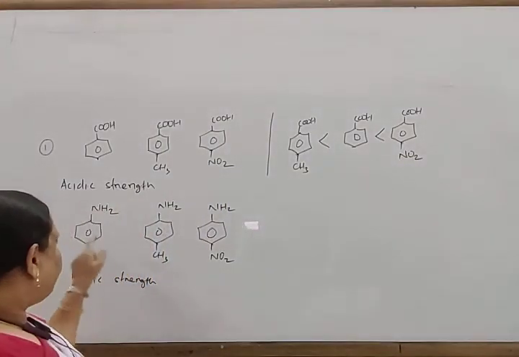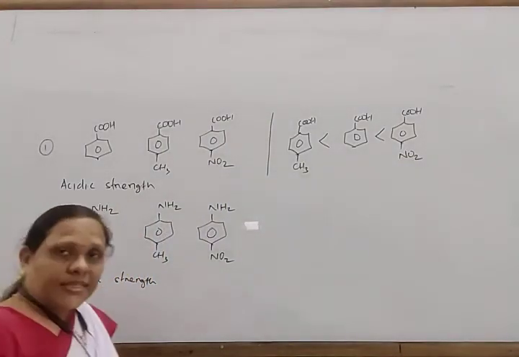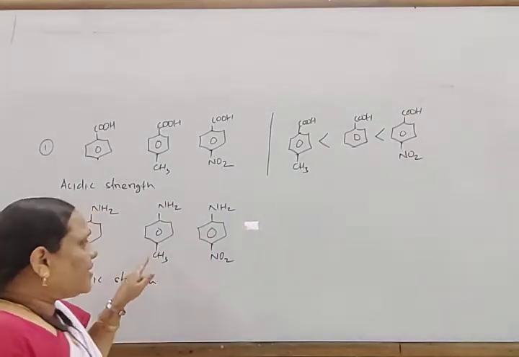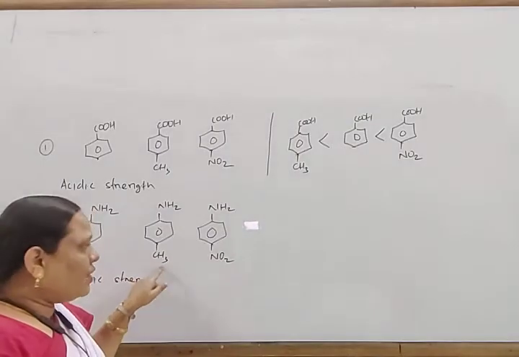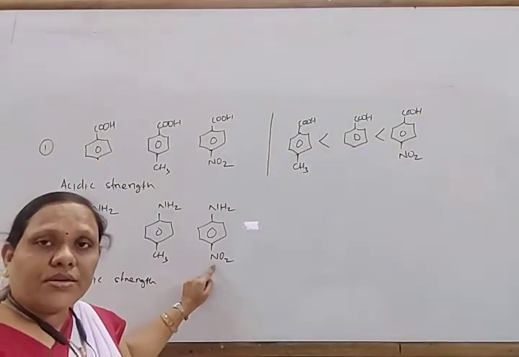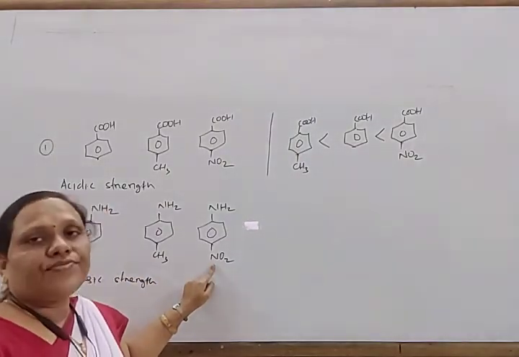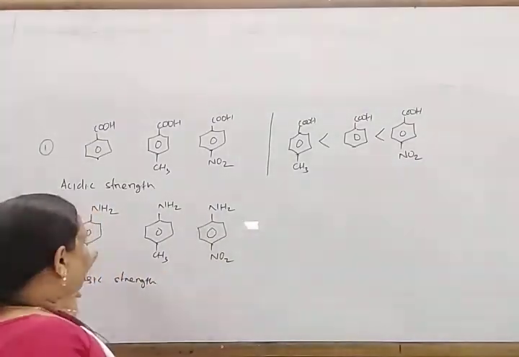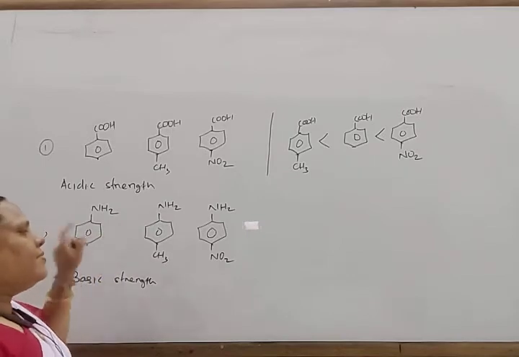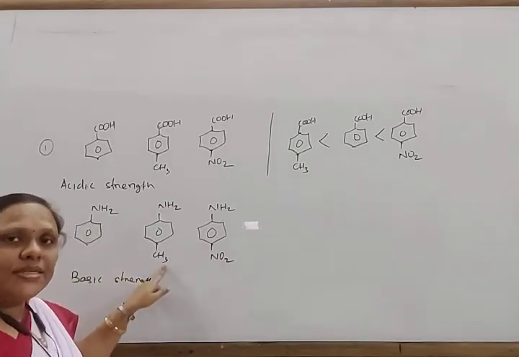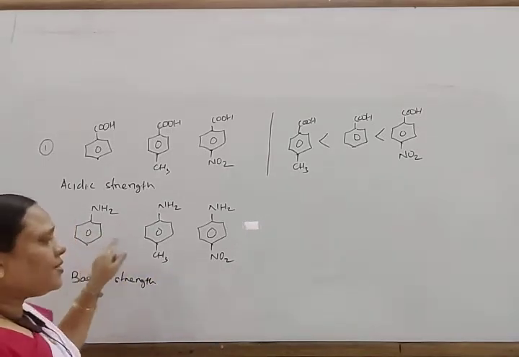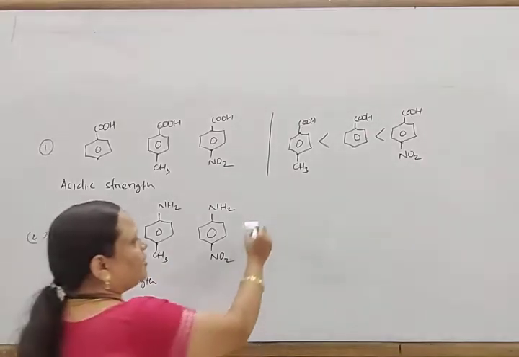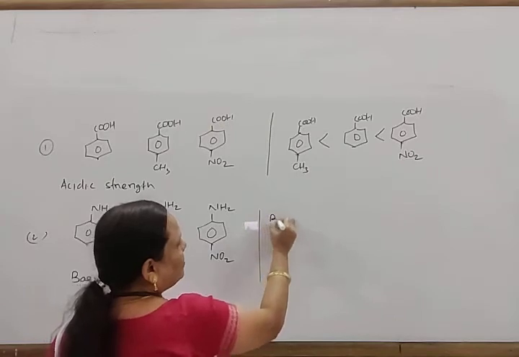Similarly, in case of question number 2, the presence of a plus I group, an electron releasing group, increases the basic character, but the presence of a minus I group decreases the basic character. So this is basic, and the basic character increases due to the presence of a methyl group, and decreases due to the presence of an NO2 group. In this way, the increasing order of basic strength.